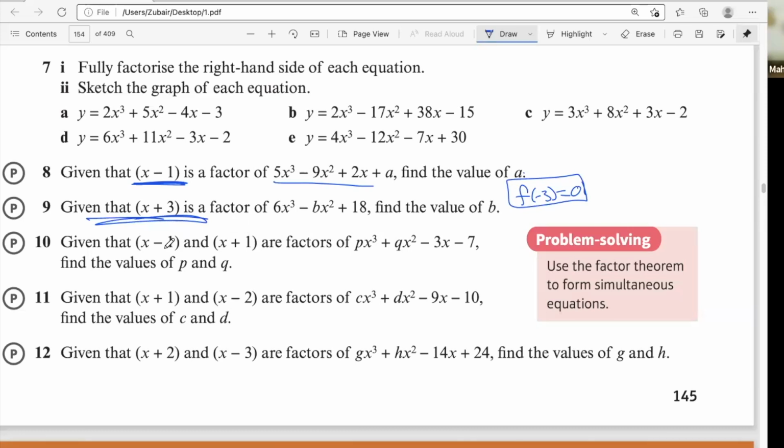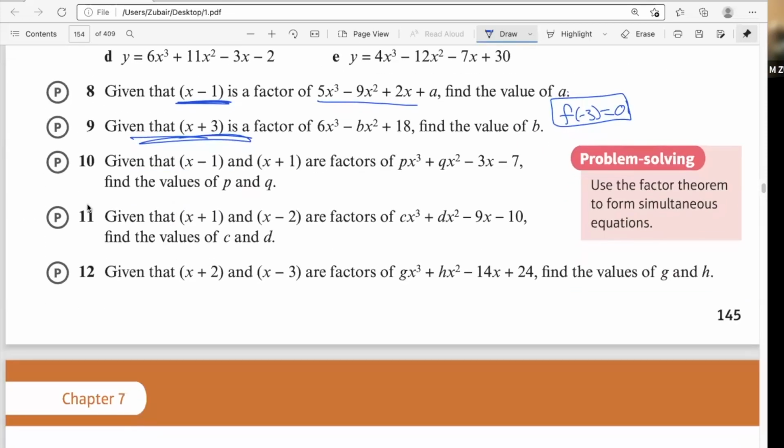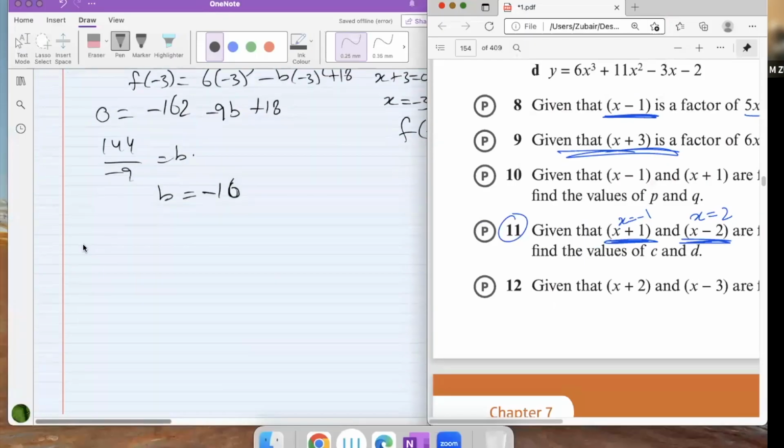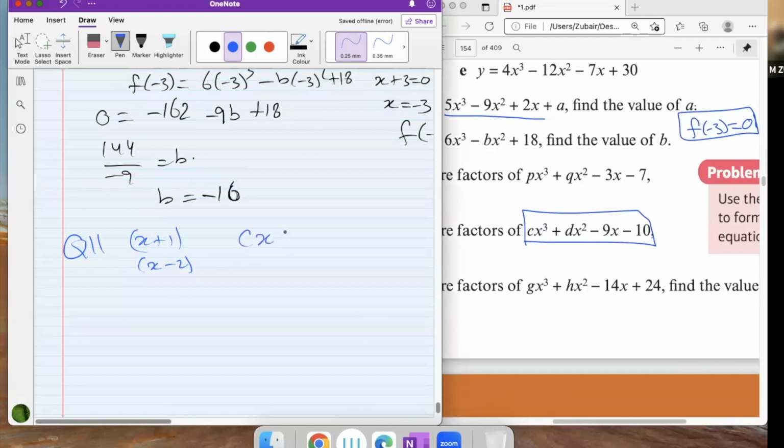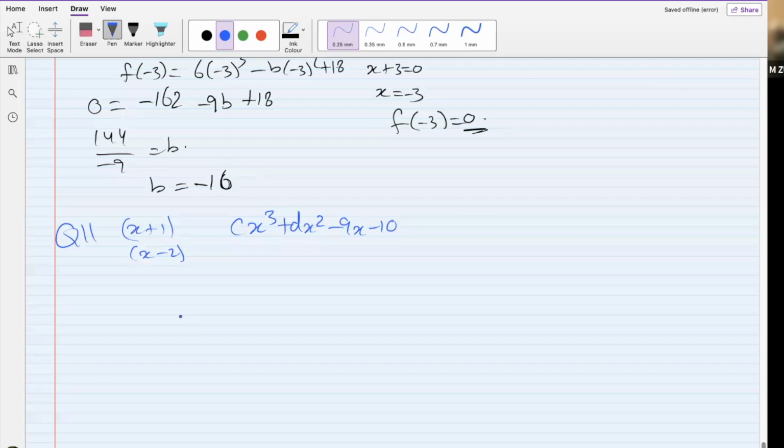Okay. So now question number 10, I think we did this. We'll practice question 11. X plus 1 and x minus 2 are factors of this. So we know the value of x will be minus 1 and 2. Question number 11. First factor is x plus 1. Second factor is x minus 2. And the expression is cx cube plus dx square minus 9x minus 10. So f of x is equal to cx cube plus dx square minus 9x minus 10.